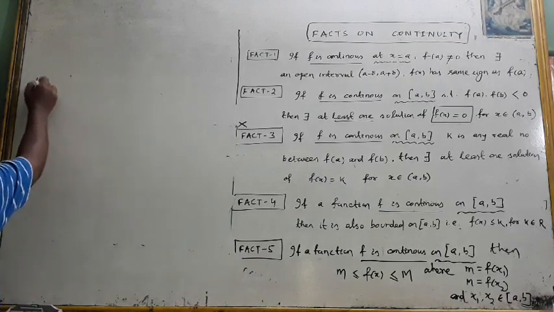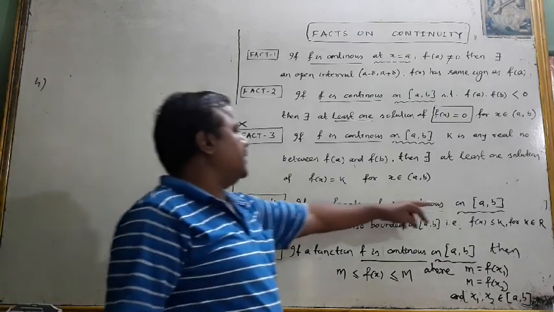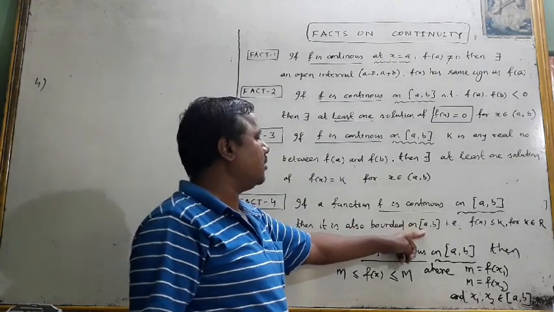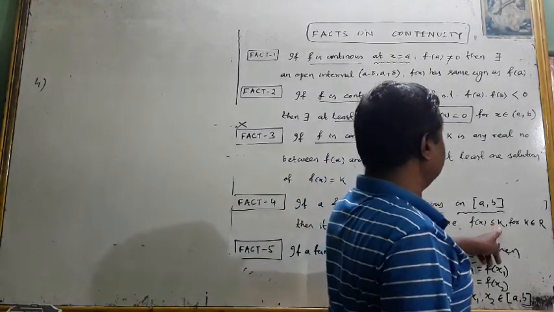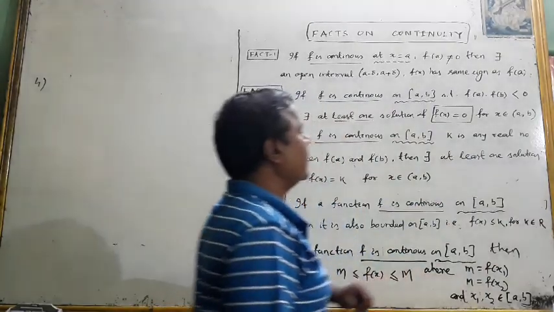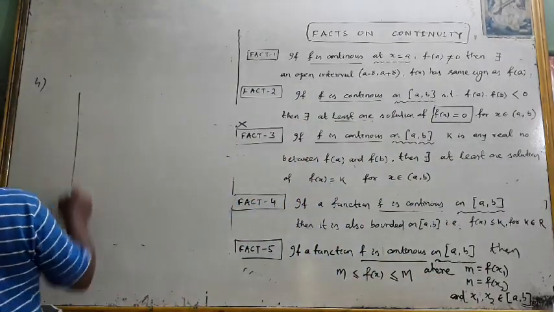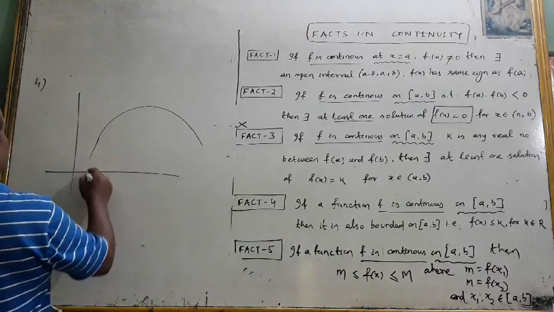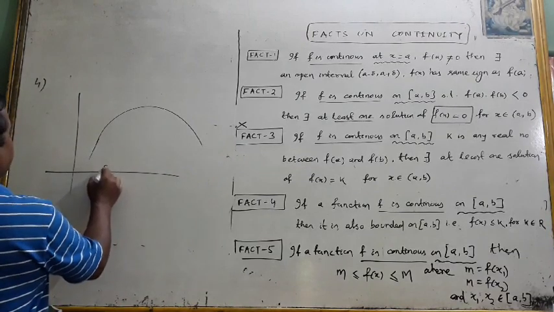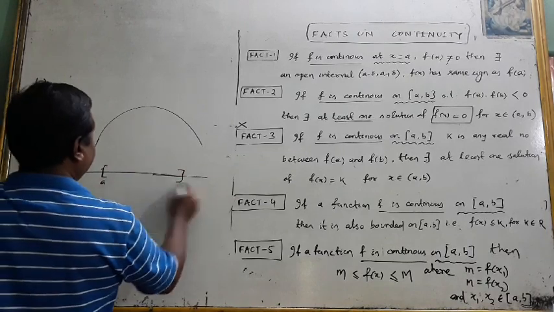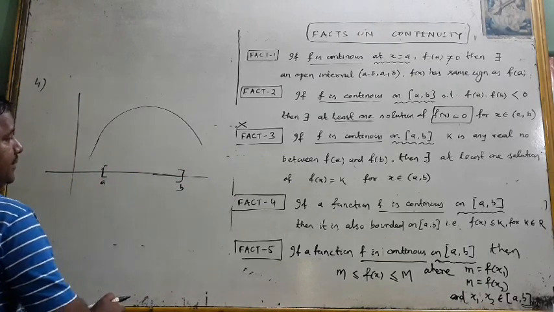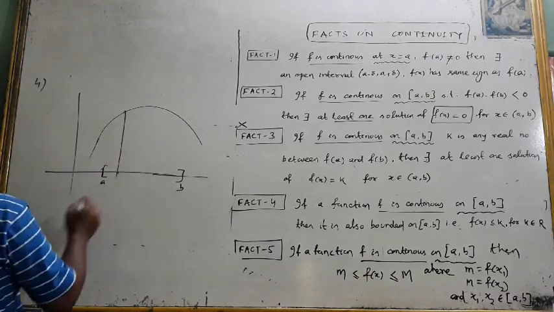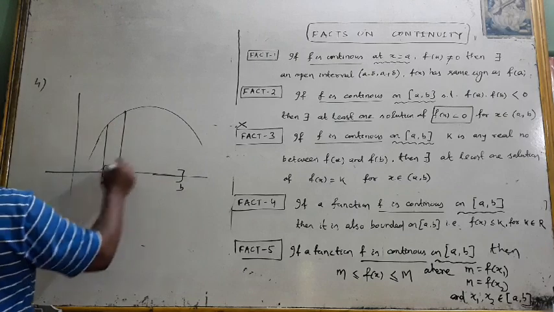Fact 4 and 5. If f is continuous on [a, b], then it is also bounded on [a, b]. That is, |f(x)| is less than or equal to k for some k belonging to R. Suppose a function is continuous on the interval a to b. Suppose this is a, then this is b. Then suppose this is a value x. The height is f(x). This height is f(a). This height is f(b).